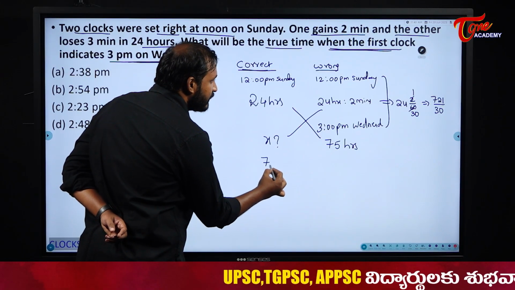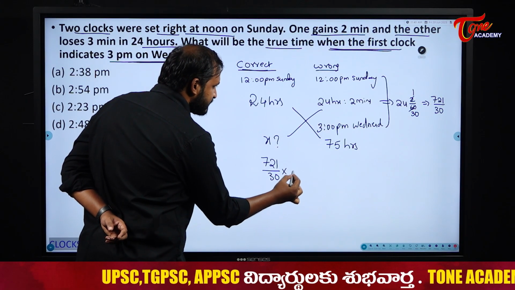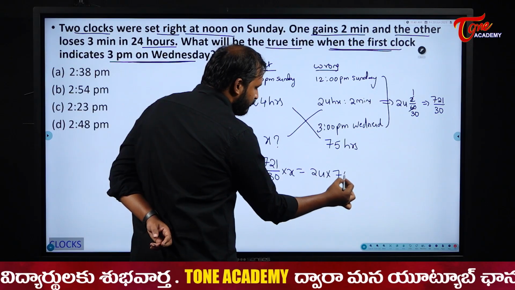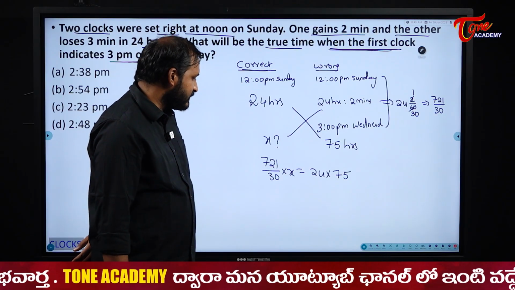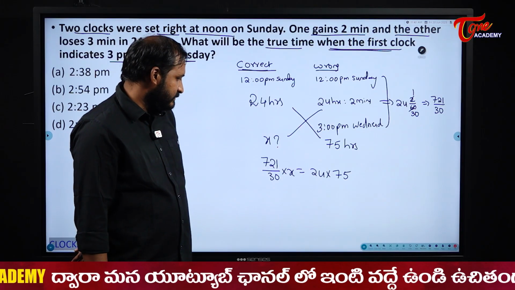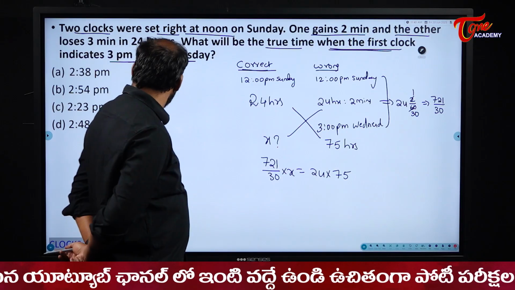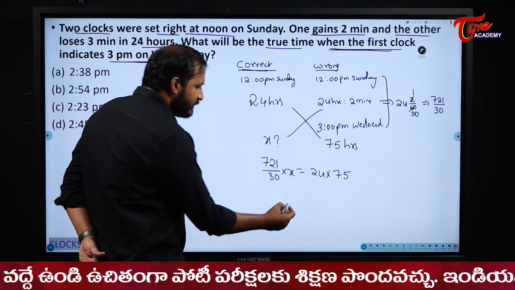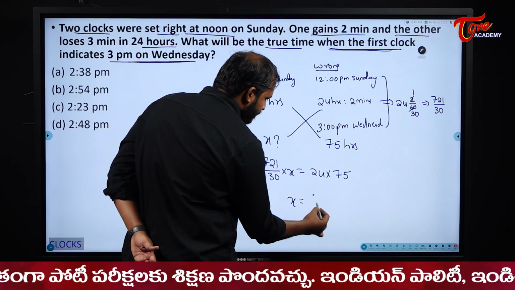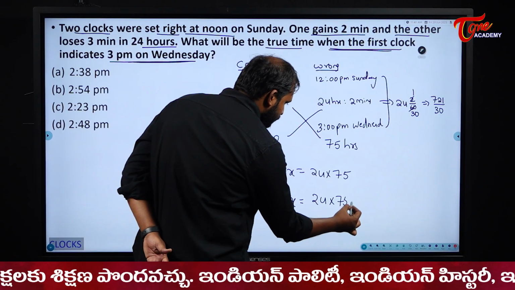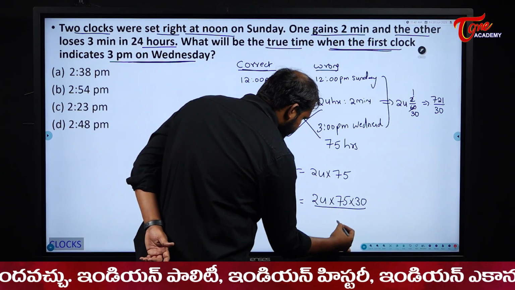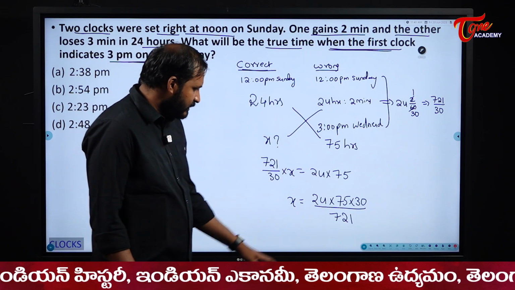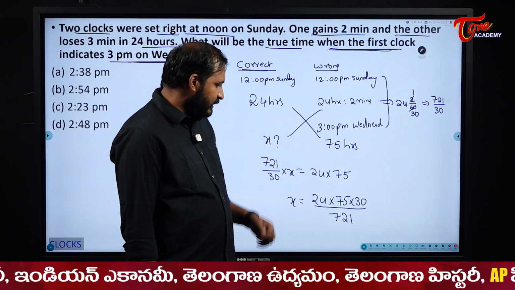What you will get? 721 by 30 into x is equal to 24 into 75. Is there any further cancellation? If so, cancel it. In the 7 table, we can cancel, right? Or else, do we have any other choice here? For the time being, we will take x is equal to 24 into 75 into 30 by 721. 721, a very big number, right? In the 7 table, it will get cancelled. Okay, that is one choice for us.